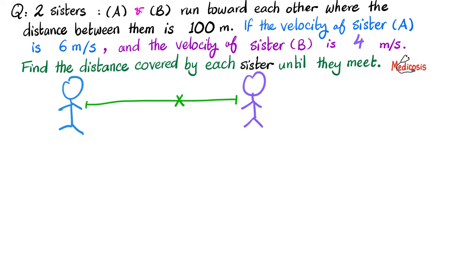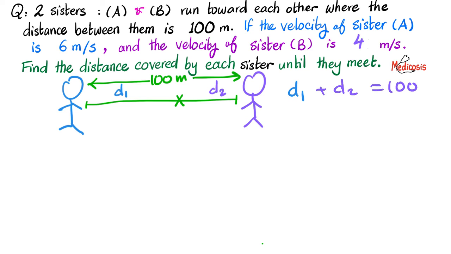Now let's write down what is known. The distance between them is 100. So this 100 is the entire distance from here until the other sister. Okay. Let's call the distance for the first sister in a blue color D1 and the distance for the second sister in purple D2. I know that D1 plus D2 has to equal 100. So let me get my colors. D1 plus D2 equals 100. This has to be true.